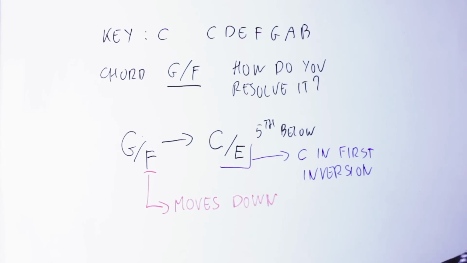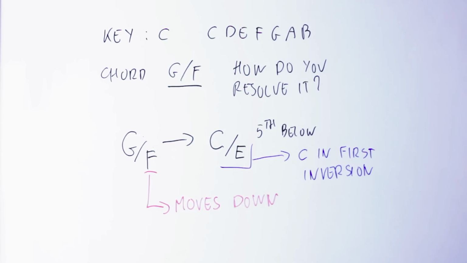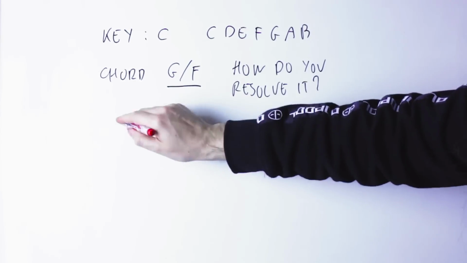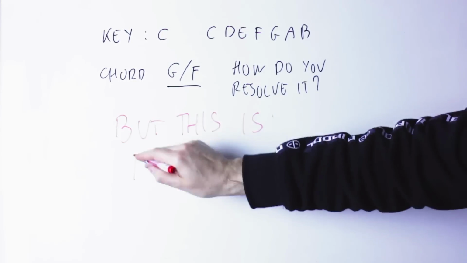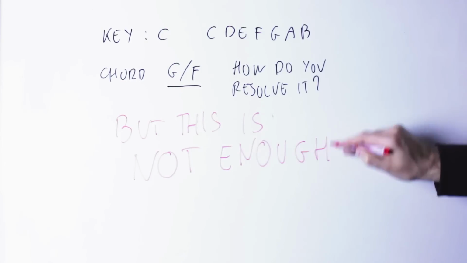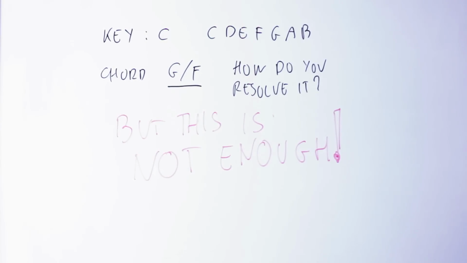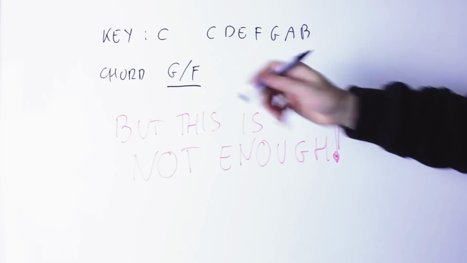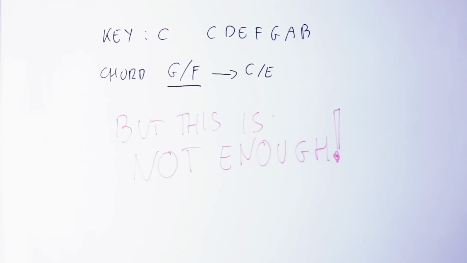And of course, this is just the main resolution of the third inversion chord. There are other ways to move after a third inversion chord, but right now we see only this. Now, most people who study music theory read what I just explained to you in a book, then they close the book, and then they try to play this, and they find out that the third inversion chords do not work. Why? Because this is just half the story.